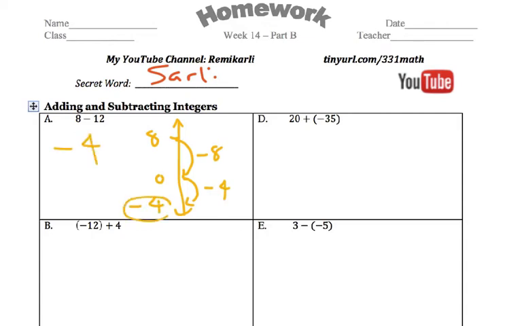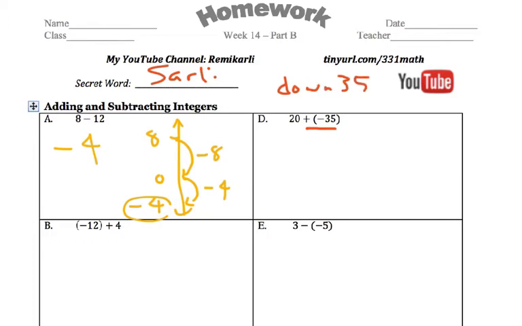For D, we have 20 plus negative 35, and for this one, it helps to think about Carl's house. We're starting 20 feet above sea level, and we're adding negative 35. That's like adding weights. Adding weights is really like subtraction because it brings the house down. So really, we're going to start at 20 and go down 35.